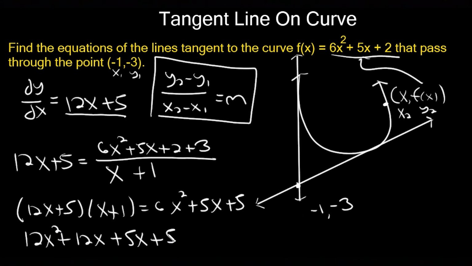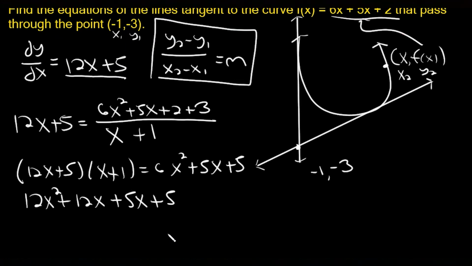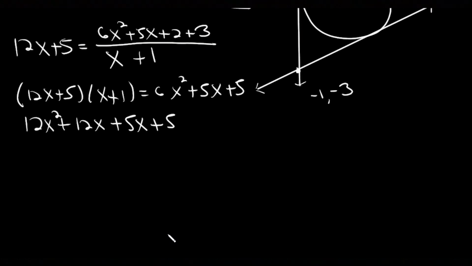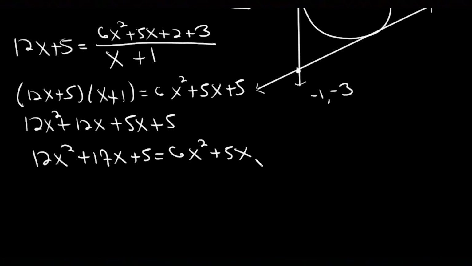And what I'm going to do here, I'm going to scroll down. That way I have room to combine like terms, and then I'll go ahead and rewrite the whole problem. So combining like terms here, I get 12x squared plus 17x plus 5 equal to 6x squared plus 5x plus 5. So you can clearly see here that I'm dealing with a quadratic. So how do we solve quadratics? Well, we set them equal to 0, and then we try to factor. If we can't factor, we'll use the quadratic formula, right?